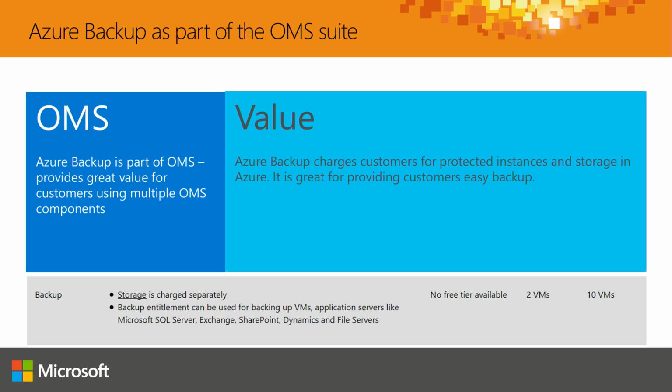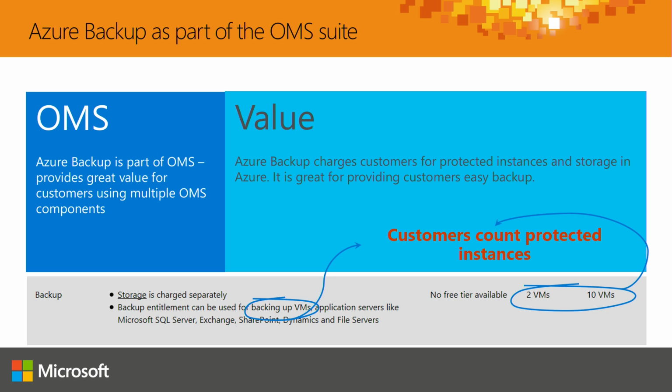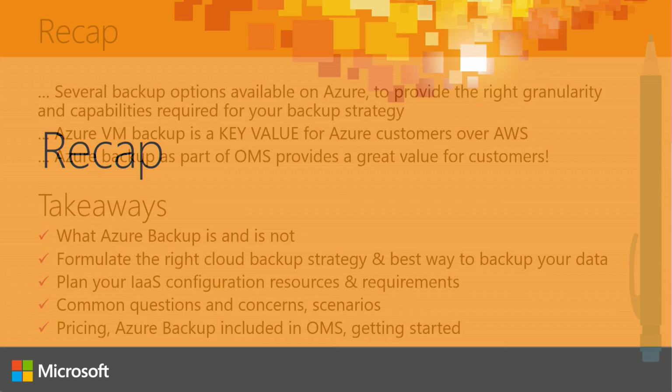And when we say that with standard you get 2 VMs, read it as 2 protected instances. Replace the word VMs by protected instances. The reason I say that is because I might be protecting SQL, right? In the backup world, everything is protected instances. So if you have a 1 terabyte SQL server, you get 1 SQL server, 1 TB here. Don't read it as 2 VMs. Okay? So customers count the protected instances here.